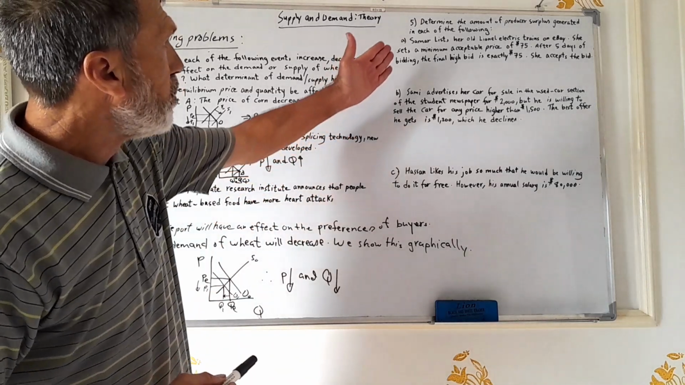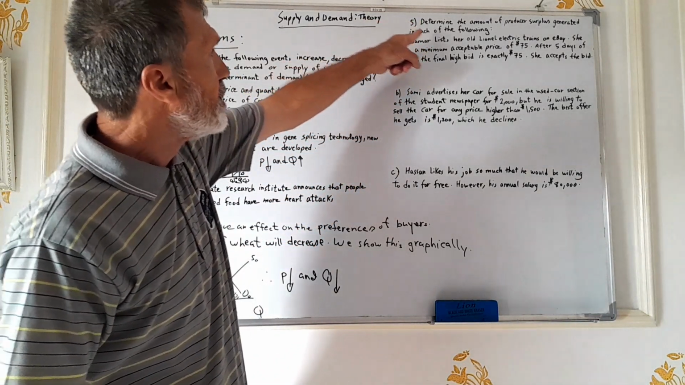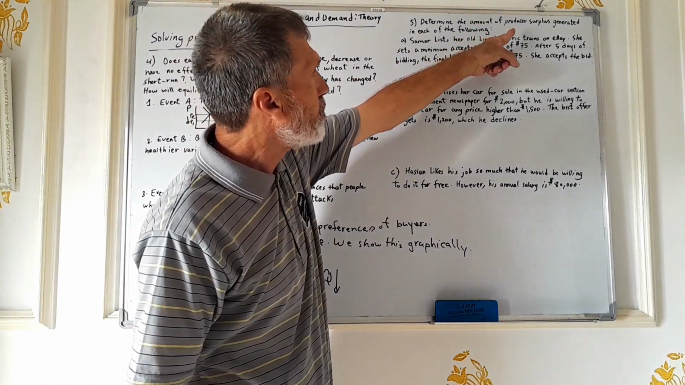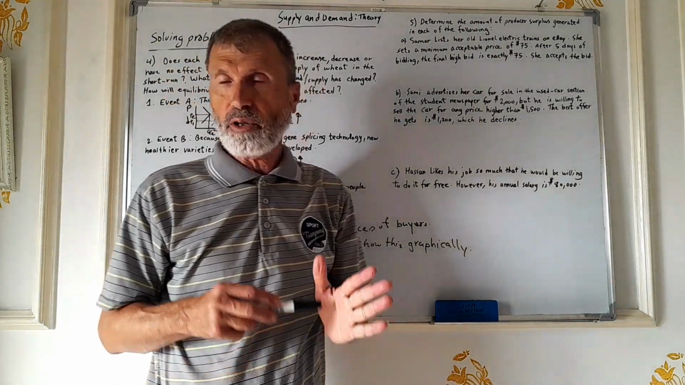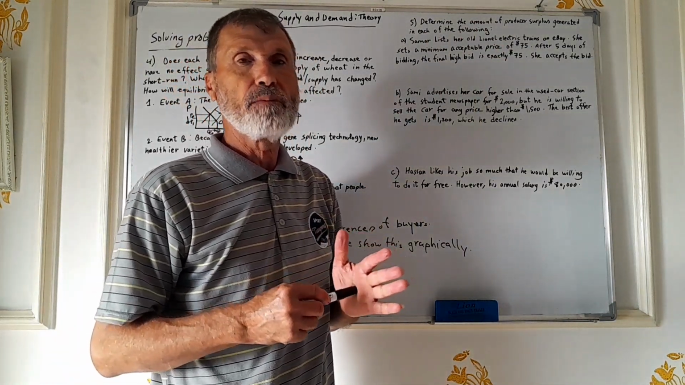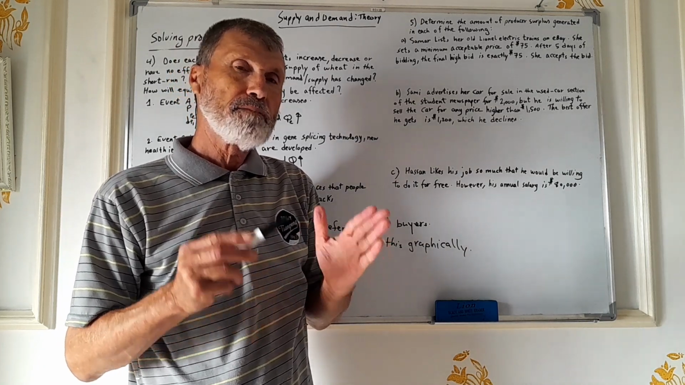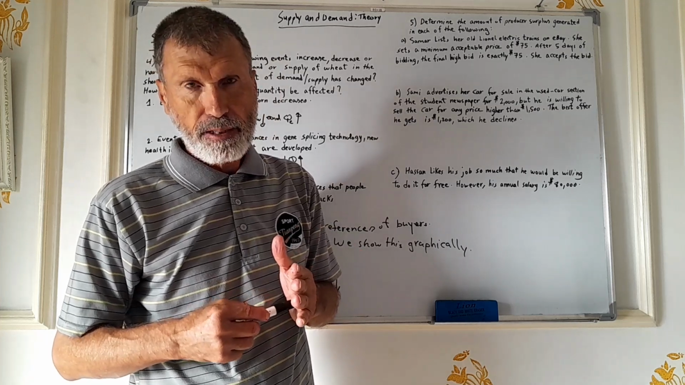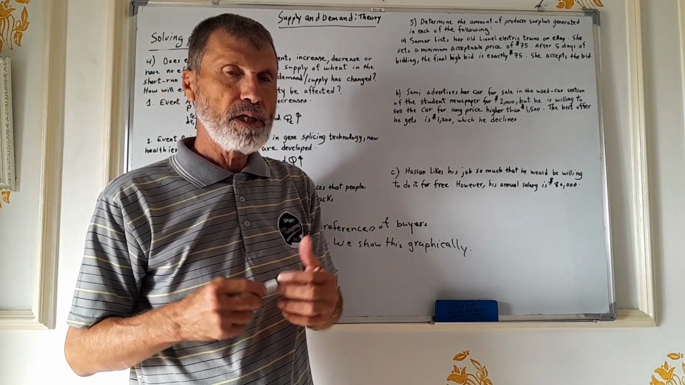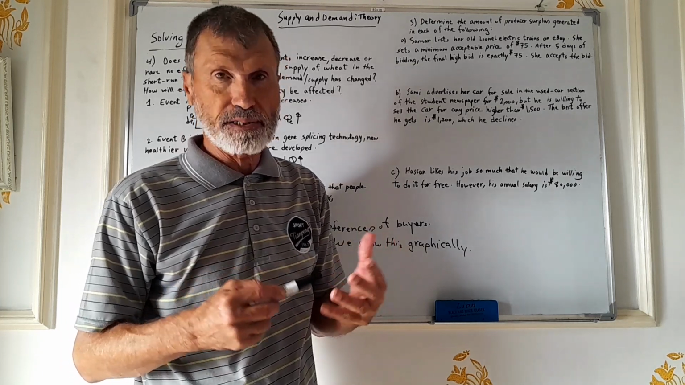Now we move to problem number 5. Determine the amount of producer surplus generated in each of the following. First, we have to understand what is meant by producer surplus. Producer surplus is the difference between the price received and the minimum selling price. Let me give you an example to illustrate what a producer surplus means.